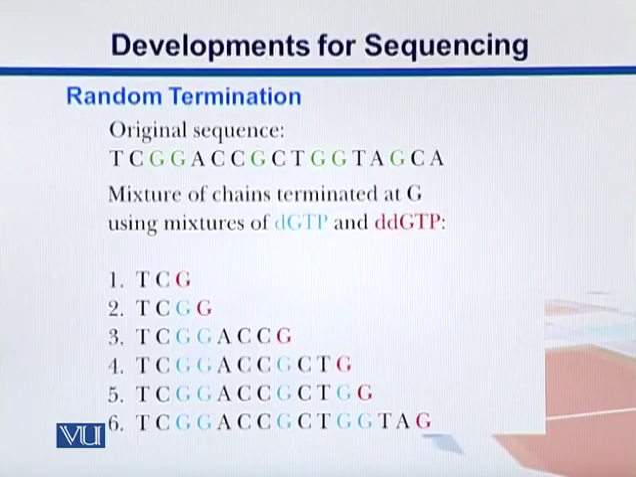Here is just an example of termination using those terminators. We put in a mixture of two types of nucleotides: the normal guanosine triphosphates and the dideoxyguanosine triphosphates. This might generate a mixture of different chains which are terminated at the G position. So we can have, for example, 1 to 6 different possible fragments.